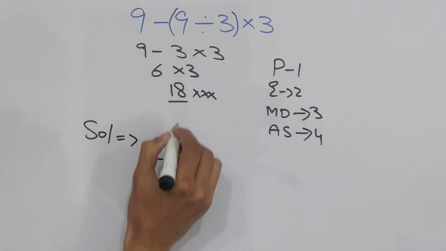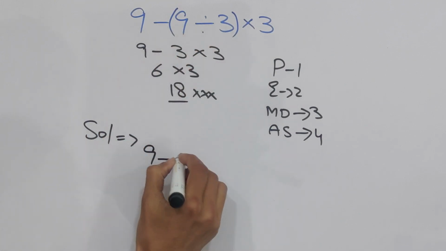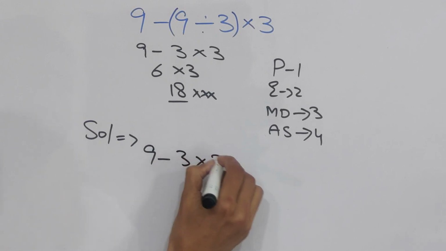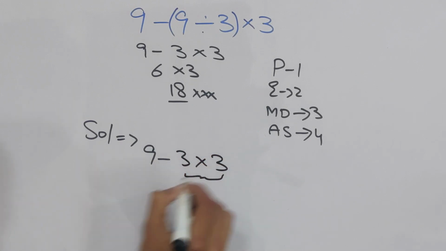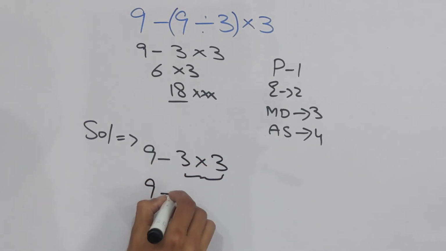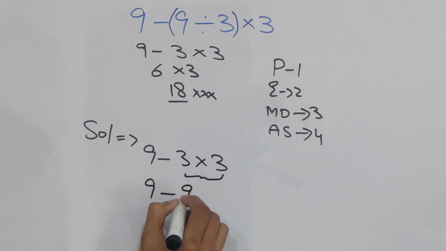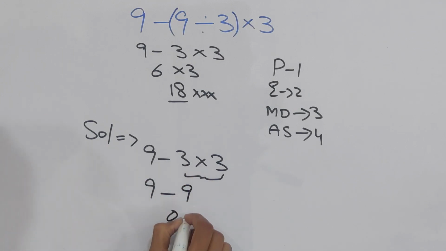9 minus 9 divided by 3 equals 3 multiply 3. Now multiply first, right? So 9 minus 3 times 3 equals 9. Now 9 minus 9 equals 0. This is correct.